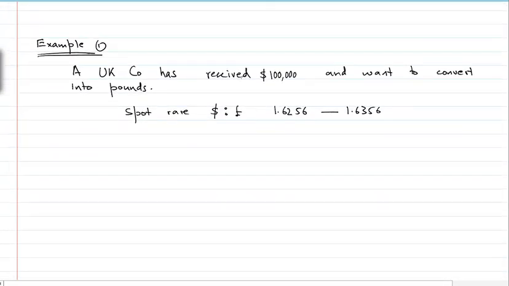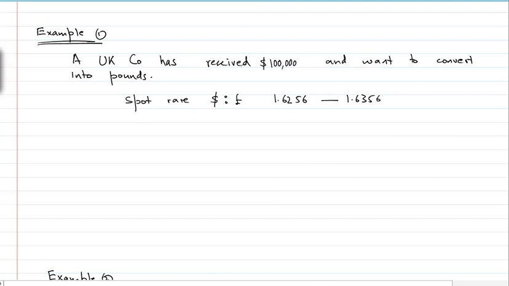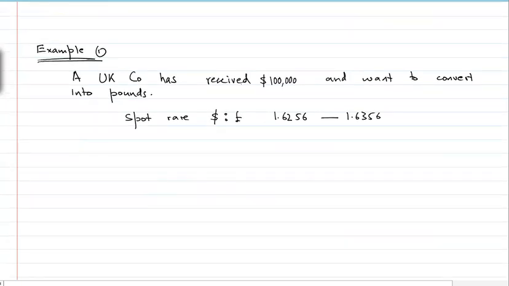Now we'll have a series of examples. We'll have 6 examples and I'll do the first one, and then I would like you to always pause the video and try to do it first, and then you can see the answers. It says a UK company has to receive $100,000 and wants to convert into pounds. The spot rate is dollar per pound, and then we are given the rate.